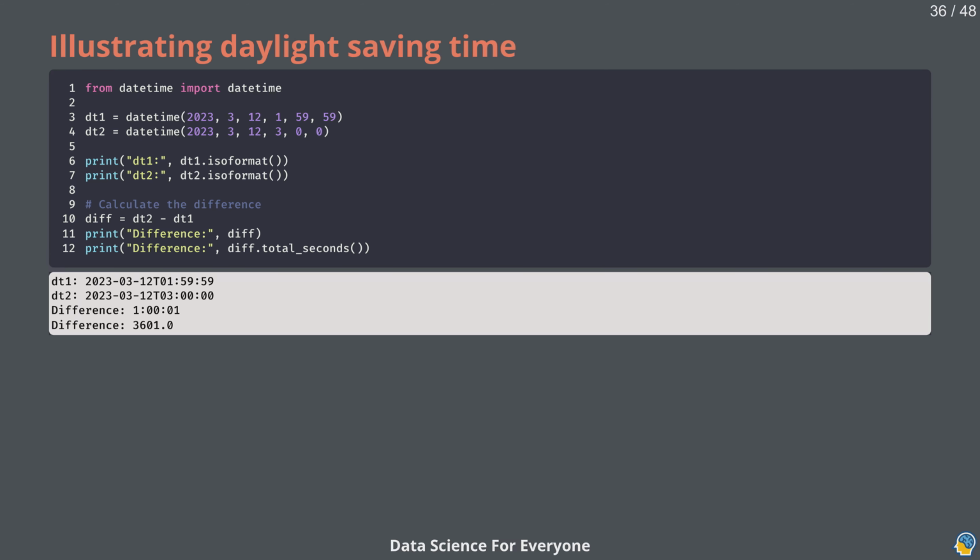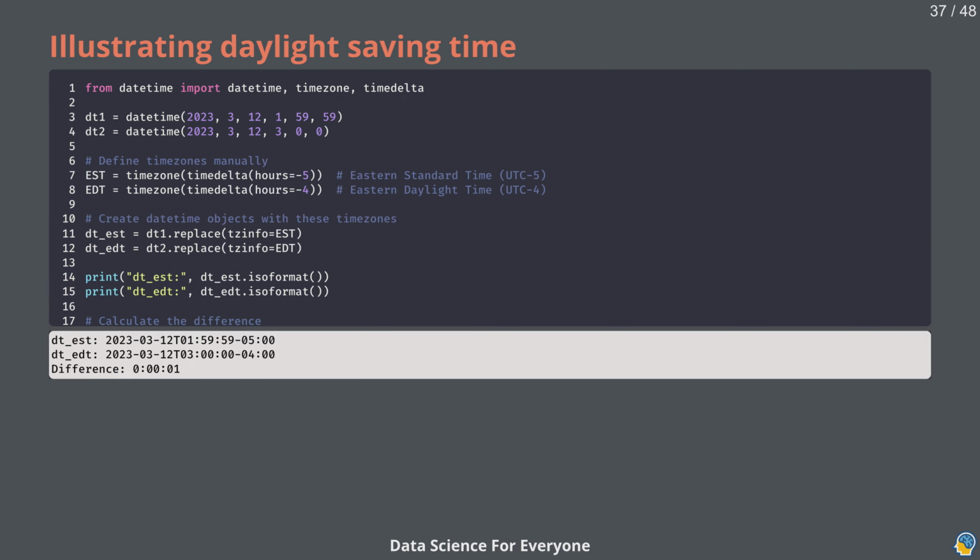We create two DateTime objects for March 12, 2023, one at 2:59:59 am and the other at 3 am, both without the time zone info. Printing their ISO format confirms their times. Subtracting them shows a difference of 1 hour and 1 second, matching the clock change. Notice that these times are not time zone aware. Let's make these times time zone aware.